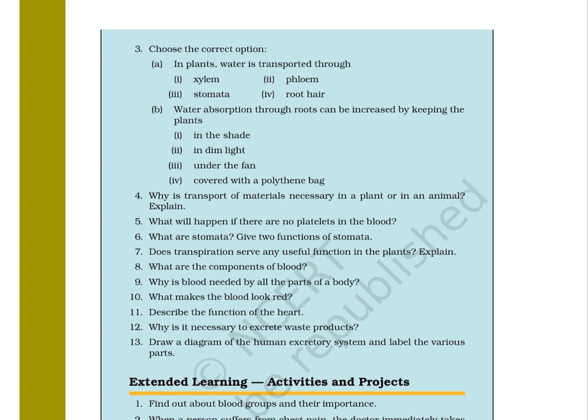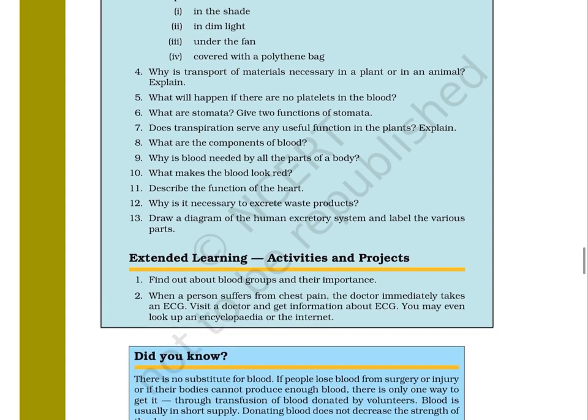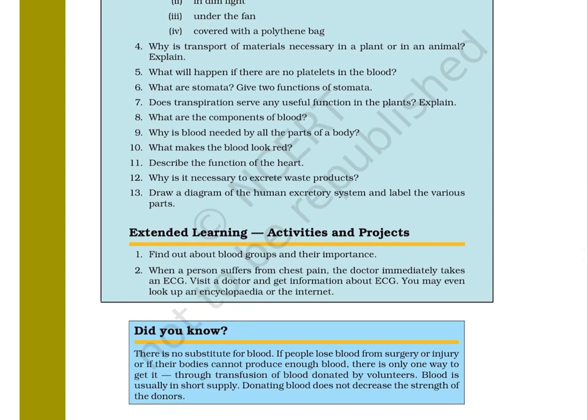4. Why is transport of materials necessary in a plant or in an animal? Explain. 5. What will happen if there are no platelets in the blood? 6. What are stomata? Give 2 functions of stomata. 7. Does transpiration serve any useful function in the plants? Explain. 8. What are the components of blood?